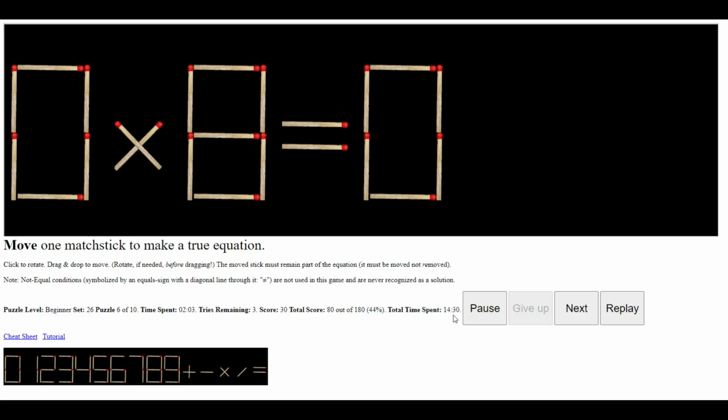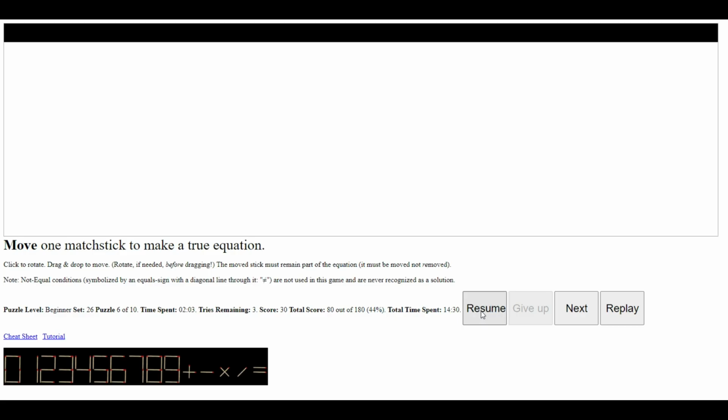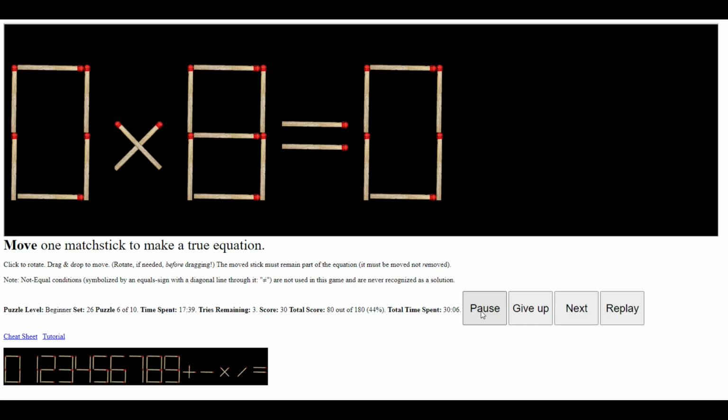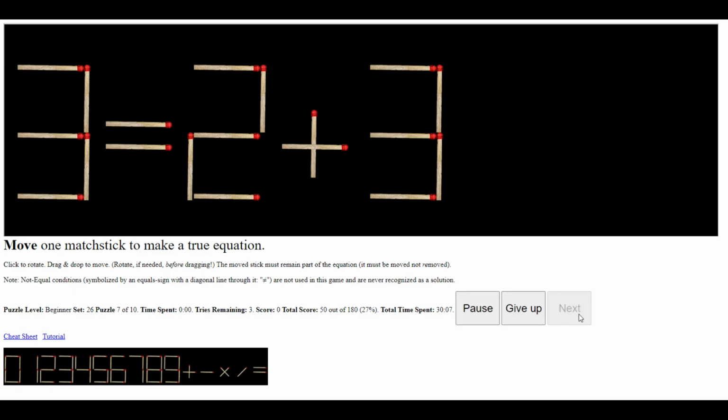If you need to take a break while the clock is running, click the pause button. This will hide the puzzle and stop the clock. Click the resume button when you're ready to continue. The give up button is for when you have no idea how to solve the puzzle, and you just want to see the solution and move on. Click the next button to go to the next puzzle in the set.